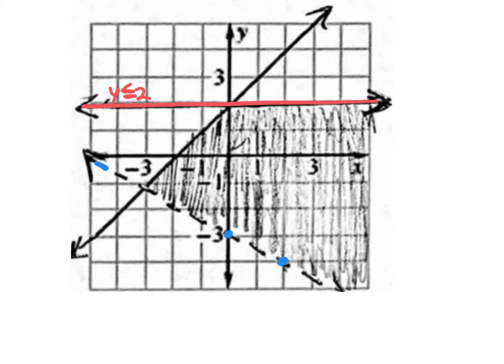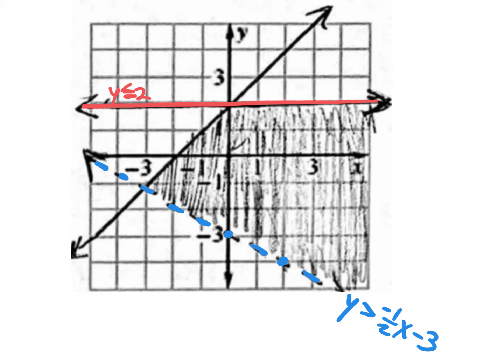Let me make a blue dotted line here. So for this blue dotted line, the equation is y is greater than, not greater than or equal to, just greater than, the slope we said was negative 1/2. It goes down 1 over 2 with an x. y equals mx plus b. The b value is a minus 3.